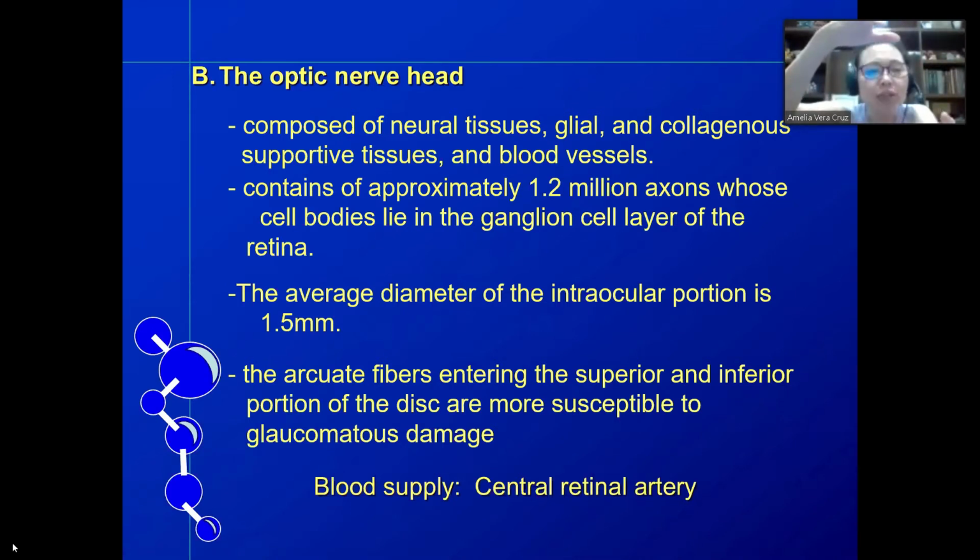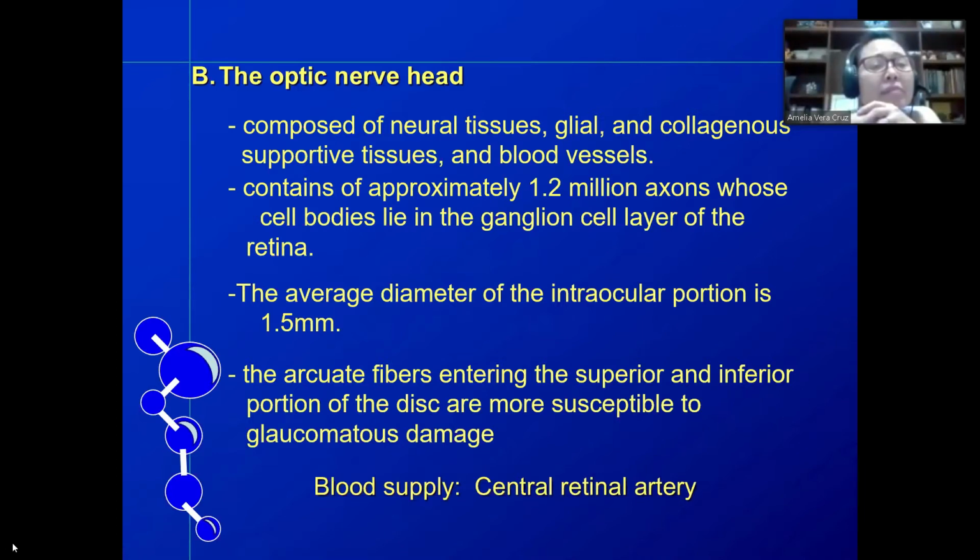are the more susceptible to glaucoma damage. That is why when we look at the optic nerve in a glaucoma patient, we usually evaluate the superior and inferior margin of the optic nerve.